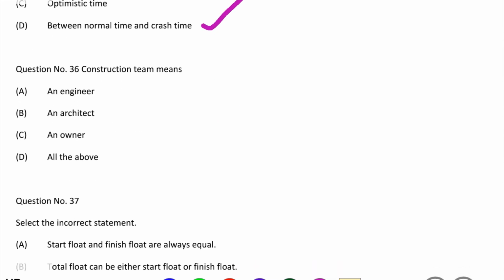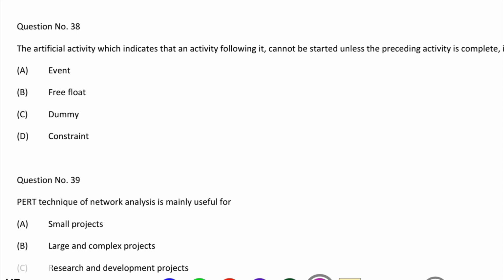So next question, construction team means option A, an engineer, option B, an architect, option C, an owner, option D, all the above. So the correct answer is option D, all the above. Next question, the artificial activity which indicates that the activity following it cannot be started unless the preceding activity is complete is known as option A, event, option B, free float, option C, dummy, option D, constraint. So the correct answer is option C, dummy activity.